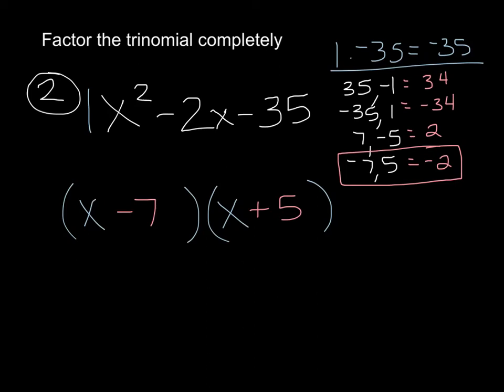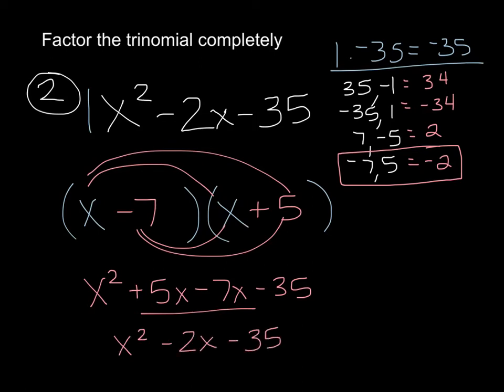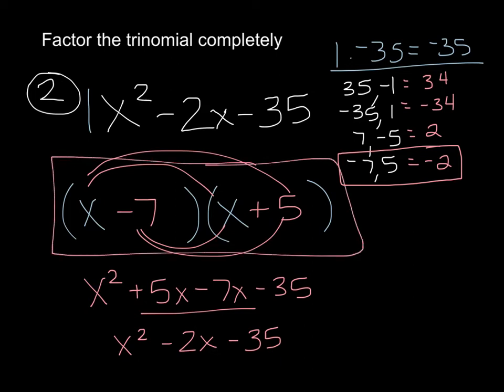So right here we would get x squared. Here we would get 5x. Here we're going to get negative 7x. And here we get negative 35. If we add these two middle terms together, we get x squared minus 2x minus 35, which is exactly what we started with. Okay, so this right here is just checking your answer. This is what I need to see as an answer.